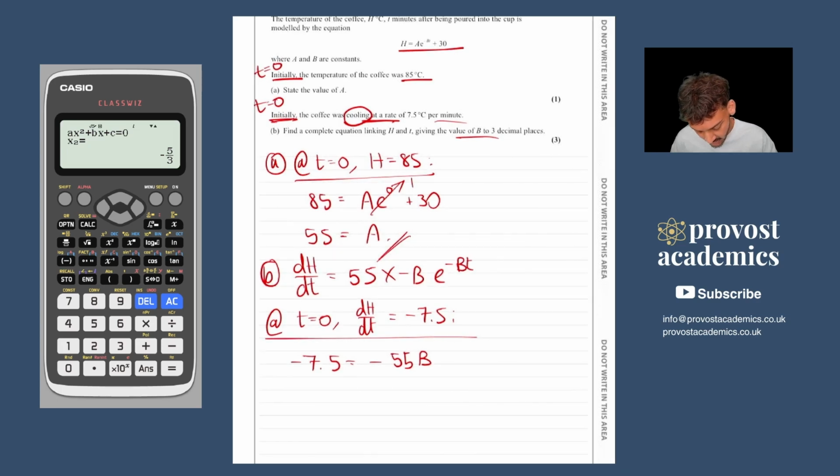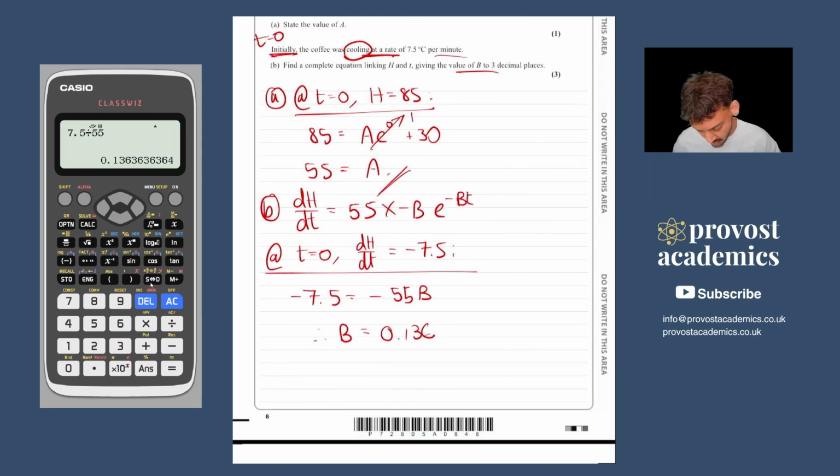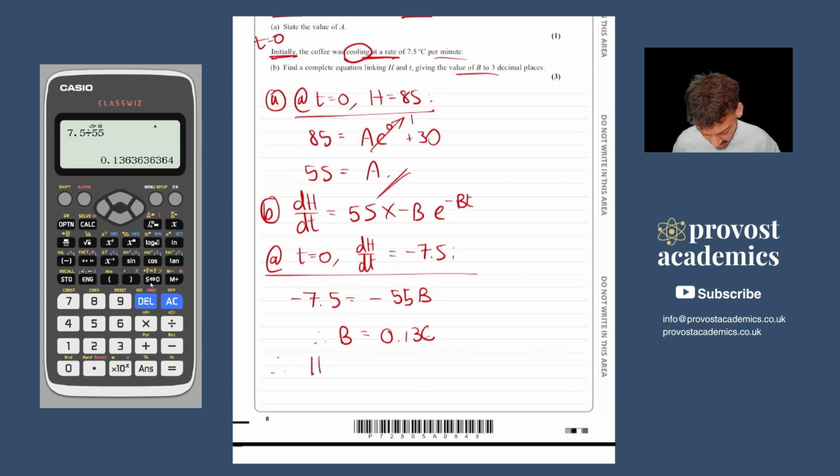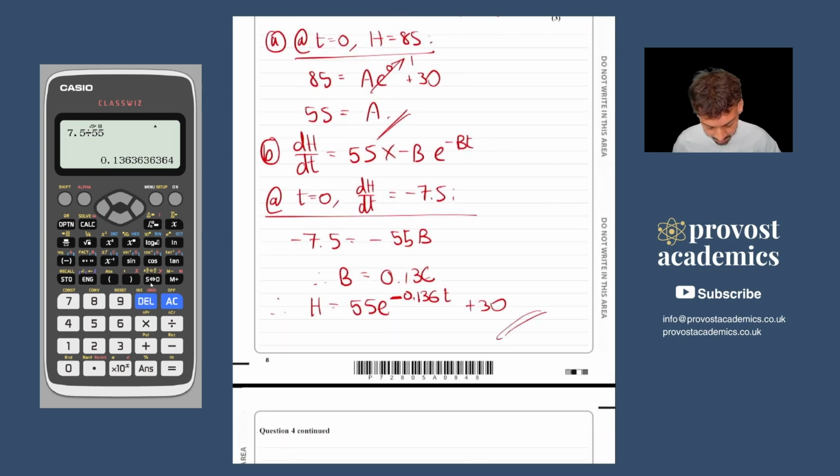That's my bad, oversight. And then therefore b would simply be 7.5 divided by 55, which is equal to 0.136. So the complete equation is h equals 55 e to the power of minus 0.136t plus 30. Yep, that's it, spot on.